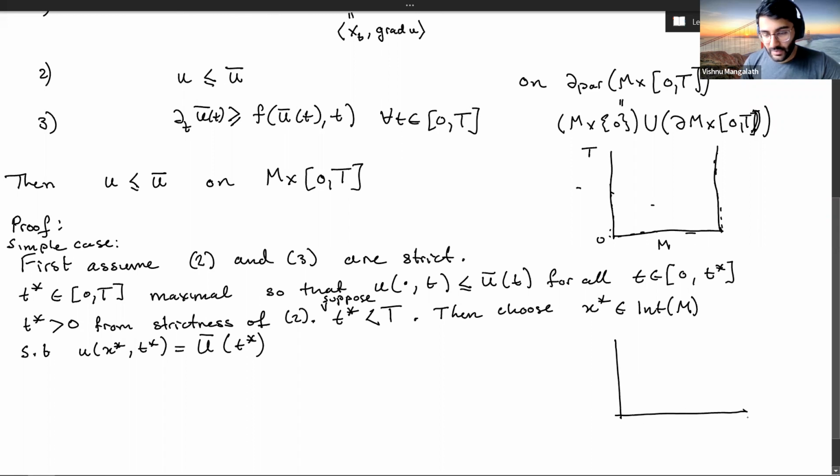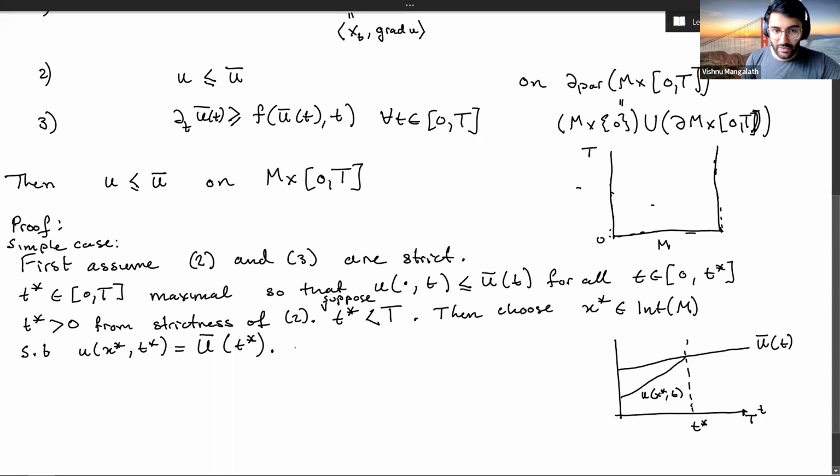Since t star is chosen to be maximal, this is capital T over here. This is time, and here is the value of u bar of t, something like that. And here is t star. And so maybe u is something like this, and then it touches there. And so this is u of x star, t.